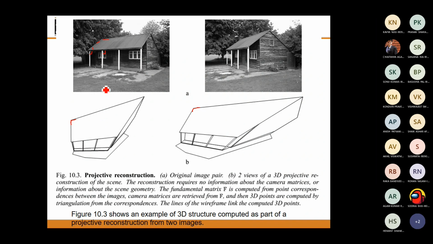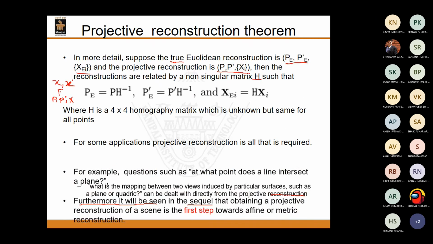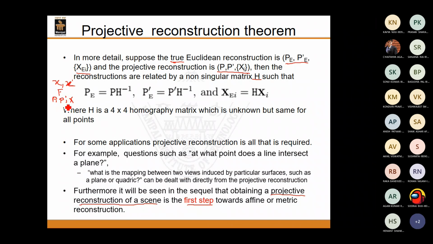So for converting to a Euclidean space or a metric reconstruction, you will first have to find the projective reconstruction, and only then can you find the metric reconstruction by adding a few more pieces of information to ensure that the parallel lines are parallel in the reconstructed image, and the lengths are preserved, etc. So to ensure the parallelism or the lengths are preserved, you add certain information later, but the first step is always the projective reconstruction, and we can do that using these three basic steps.